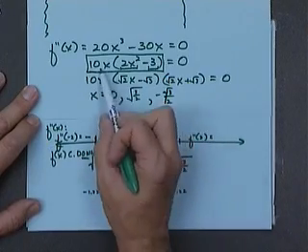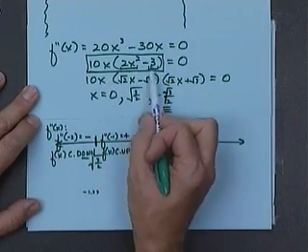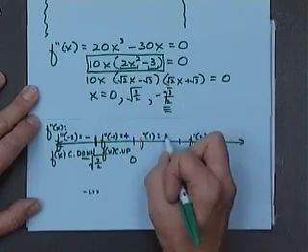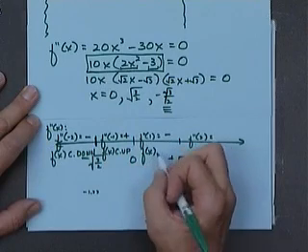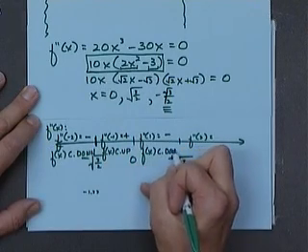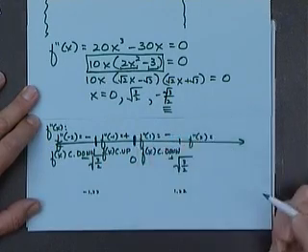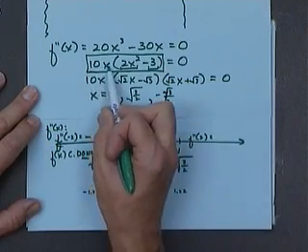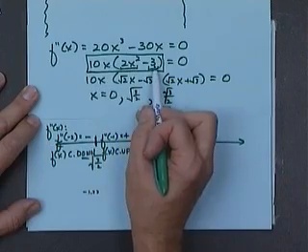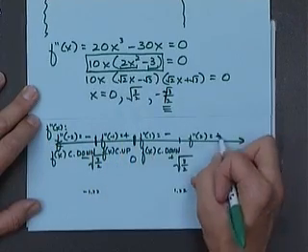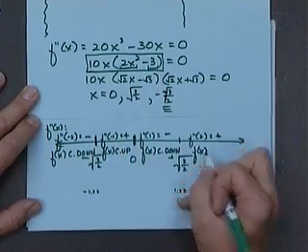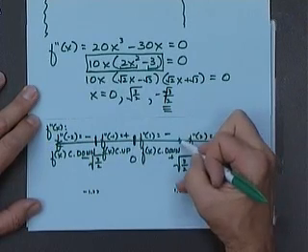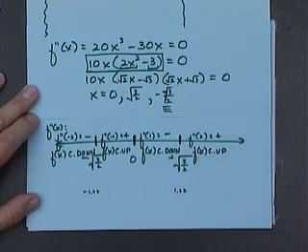Second derivative at 1 makes this positive, makes this negative. Positive times negative is negative. The function is concave down. Another point of inflection, right? And the second derivative at 2 makes this positive and this positive. The product of the two is positive, which makes it concave up. So that makes this another point of inflection.